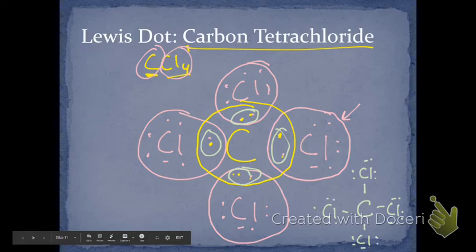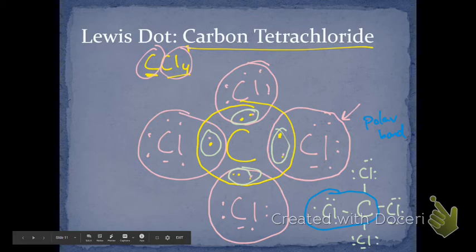So what is the bond polarity? Well, if you look at the bond polarity between carbon and chlorine, you'll know that this is actually a polar bond. This is a polar bond. But what about the molecule polarity? Well, the molecule polarity is a little different.